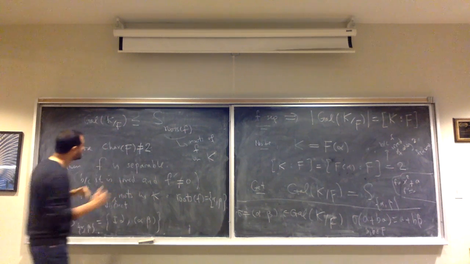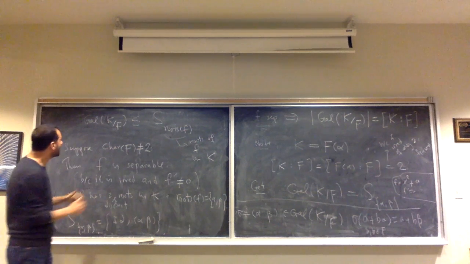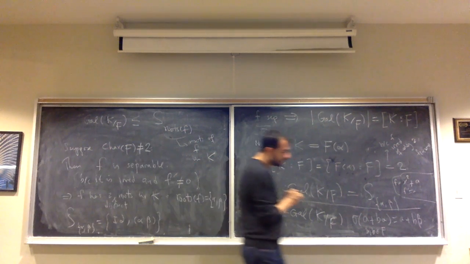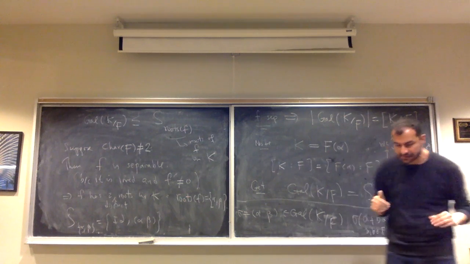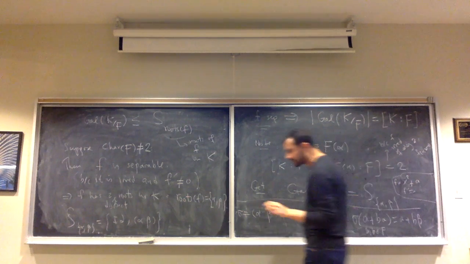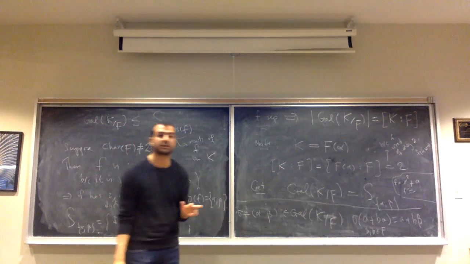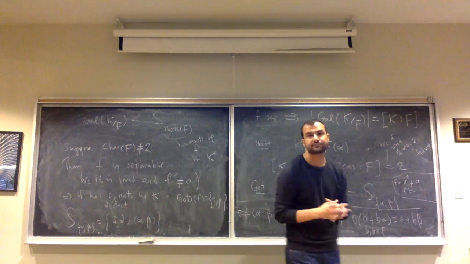So just in short, this hypothesis that the characteristic is not 2 in this discussion is important because it guarantees that your irreducible quadratic polynomial has actually 2 distinct roots in a splitting field. Okay, thanks.